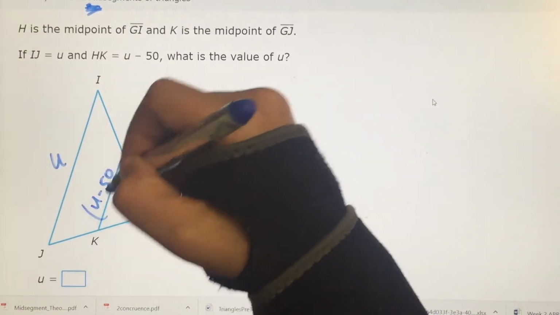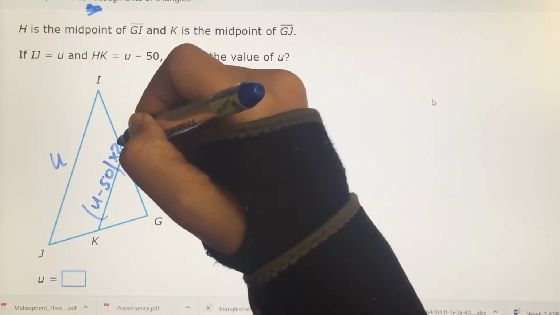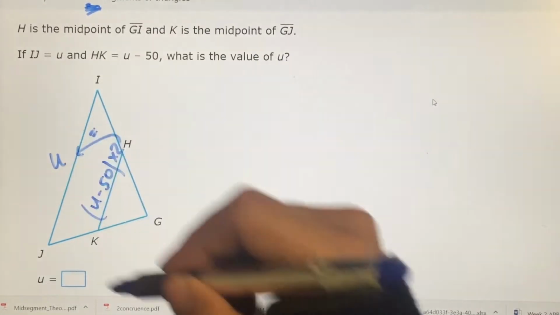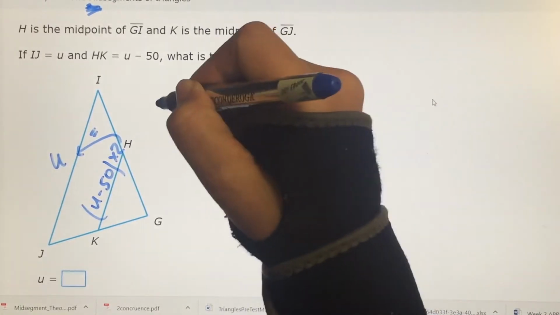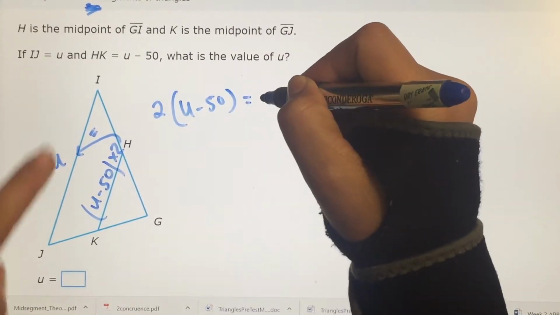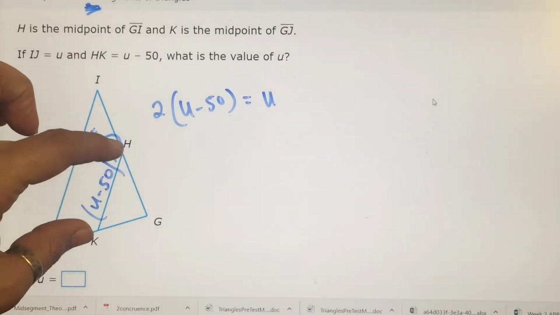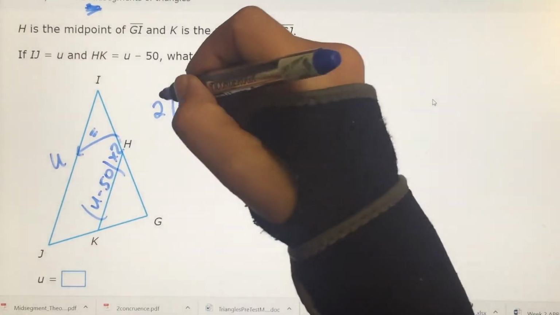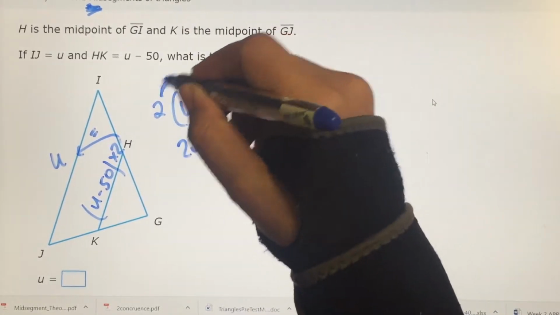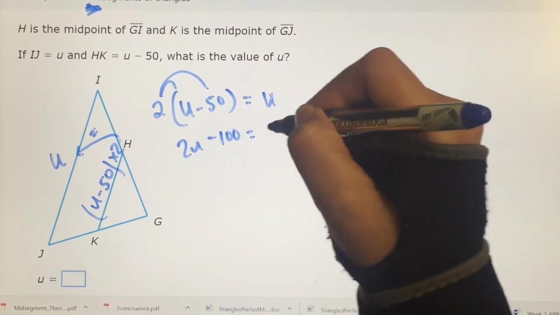So what I need to do is take this, multiply it by 2, and that's going to give me that equals that. So U minus 50, all of it, in parentheses, multiplied by 2, is going to give me the whole thing. So remember, if this was 10, to get this, I'd multiply by 2 to get 20. So same idea. So go ahead and distribute. That's going to be 2U minus 100 equals U.